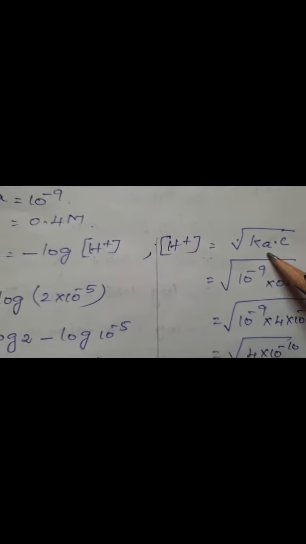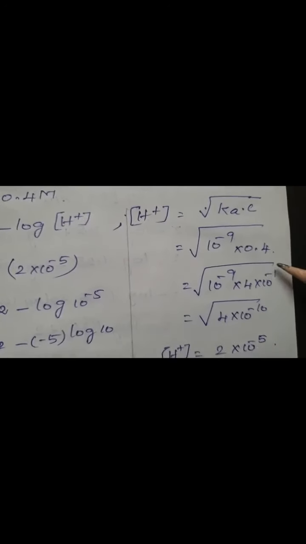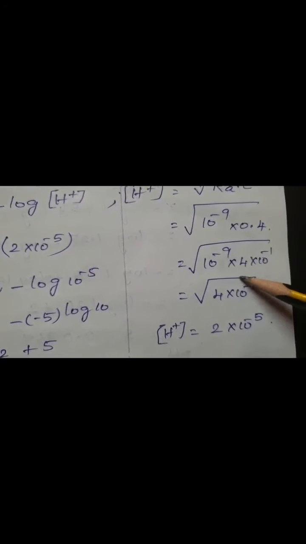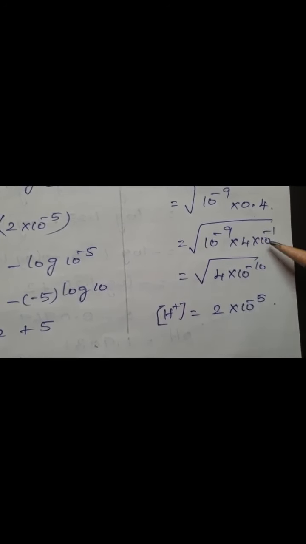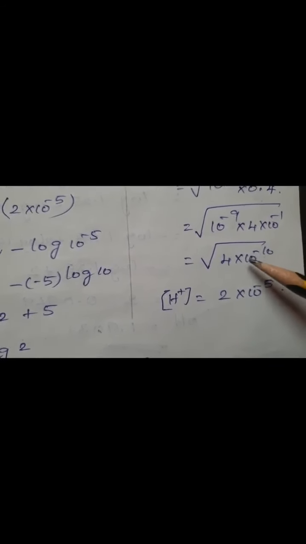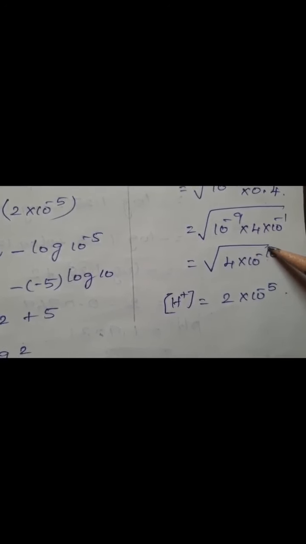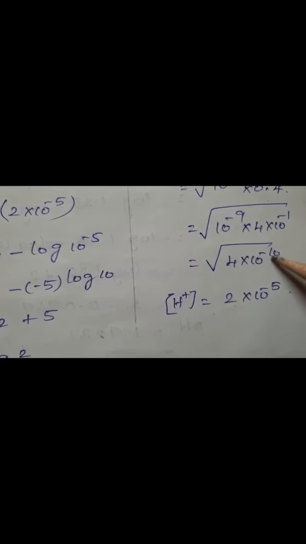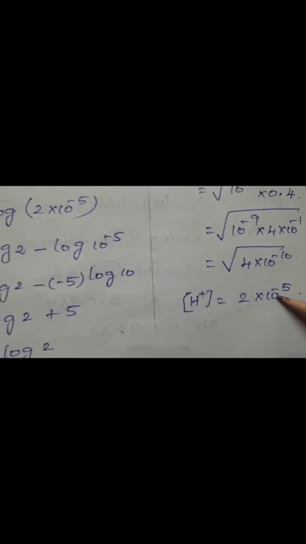So instead of Ka, substitute 10 power minus 9, and the concentration is 0.4. So root of 10 power minus 9 into 4 into 10 power minus 1. This gives 4 into 10 power minus 10. We write it this way because we have to take the root, and it is easy to calculate for even powers. Root of 4 is 2, root of 10 power minus 10 is 10 power minus 5. So the H plus concentration is equal to 2 into 10 power minus 5.